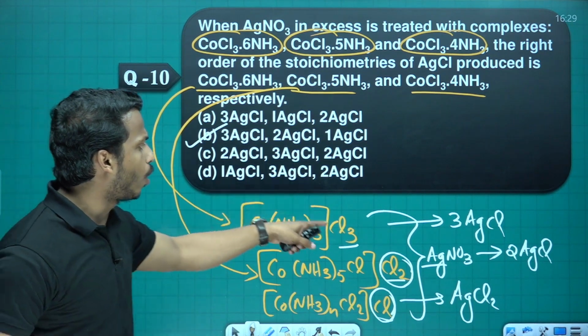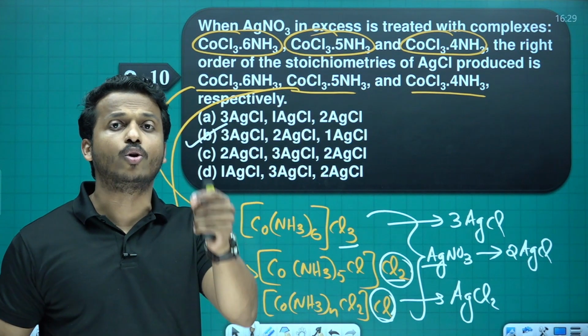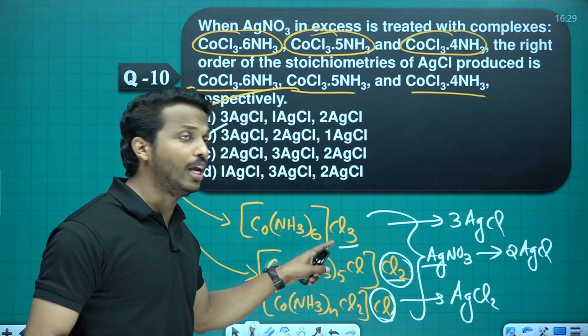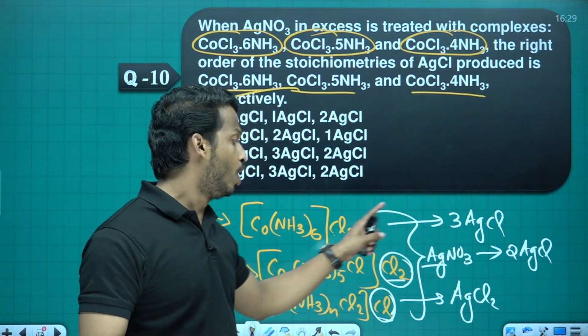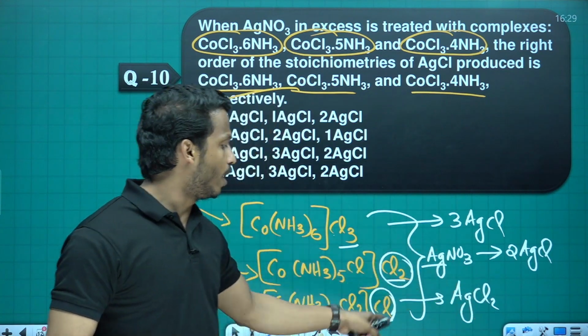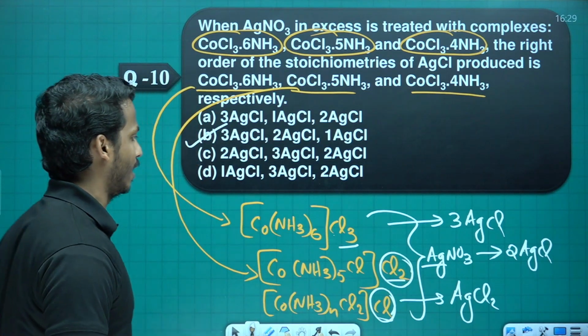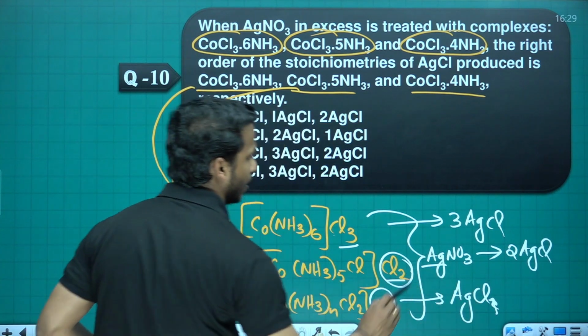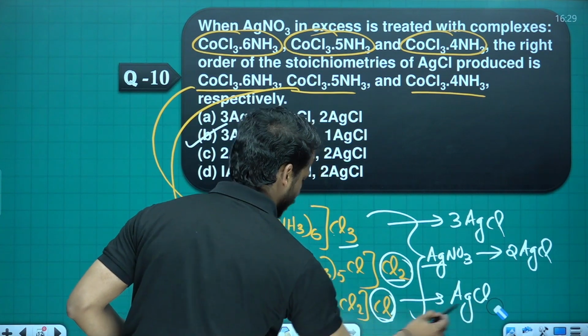Then how many chlorines are outside? Same amount of AgCl you will get. Here 3 chlorine outside, therefore 3 AgCl. 2 chlorine outside, 2 AgCl. 1 chlorine only outside, 1 AgCl. Like that, okay?